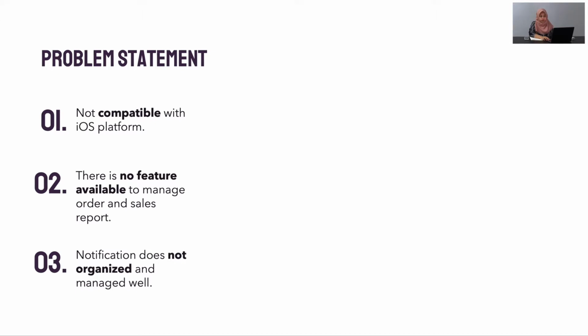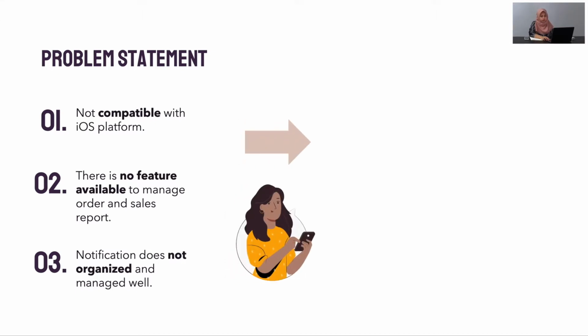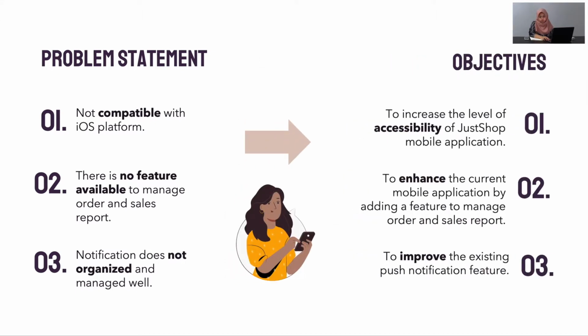From this problem statement, we can identify the objective of this project. The first one is to increase the level of accessibility. This is because we will develop another version of Justshop which is compatible for iOS. The second objective is to enhance the current mobile app by adding a feature to manage order and sales report. The third objective is to improve the existing push notification features.